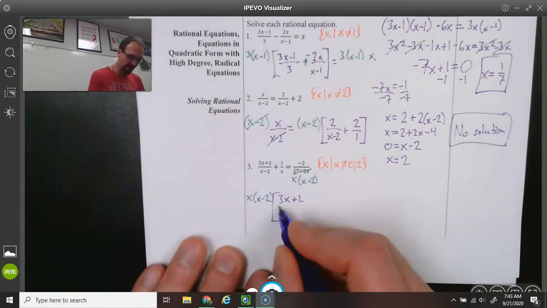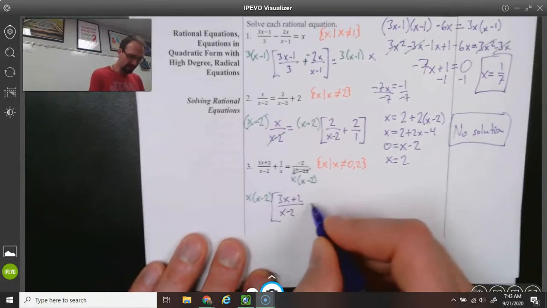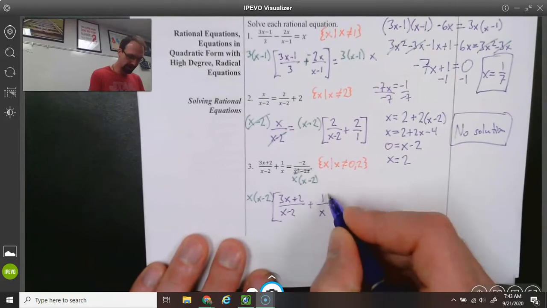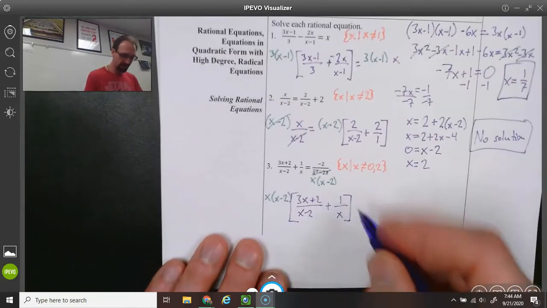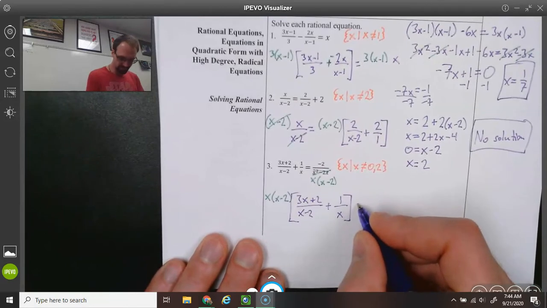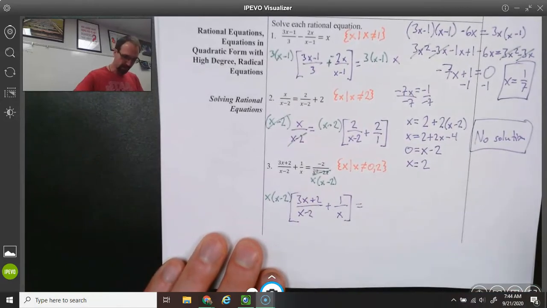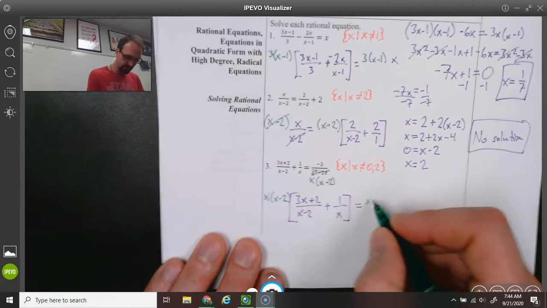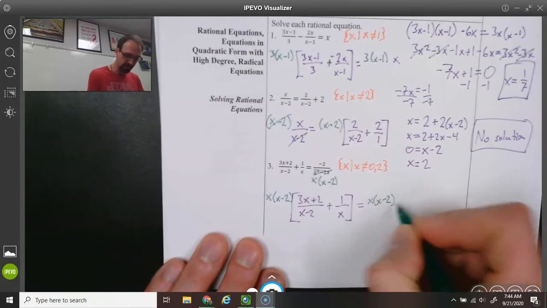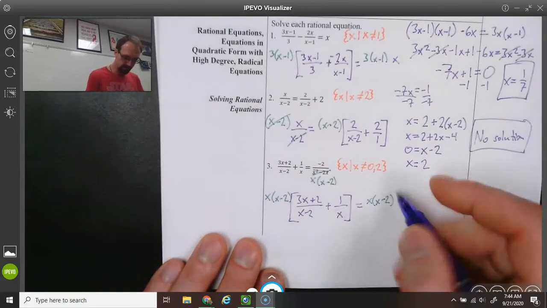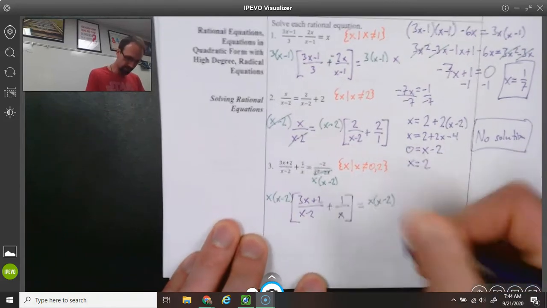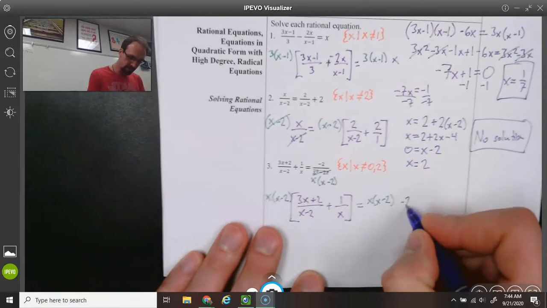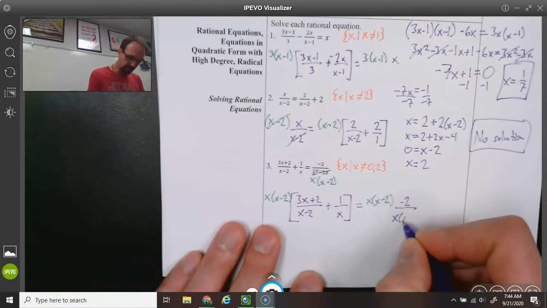Now that we're focused. And then I have x minus 2 plus 1 over x, close bracket, not brace, is equal to. And then on this side, I have x times x minus 2 times, how do I want to write this? Let's go ahead and write negative 2 over x times x minus 2.